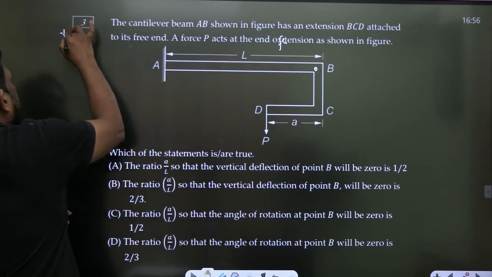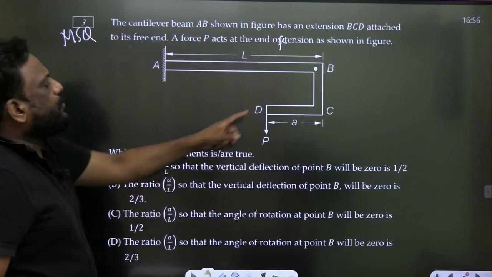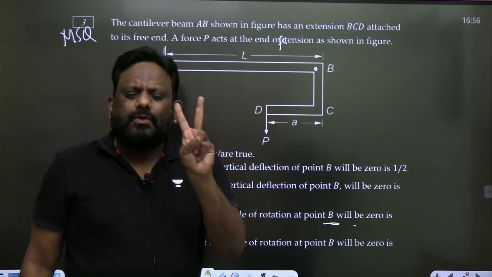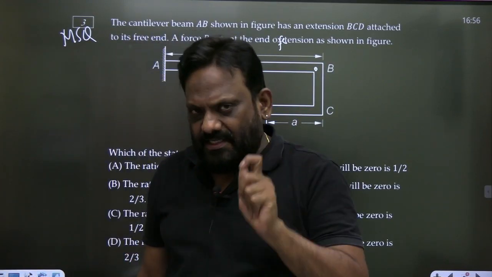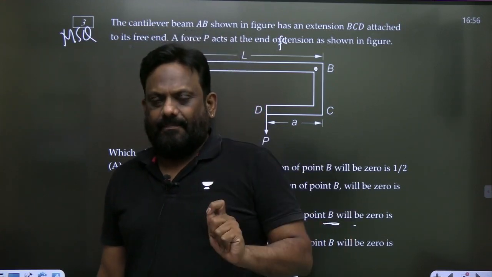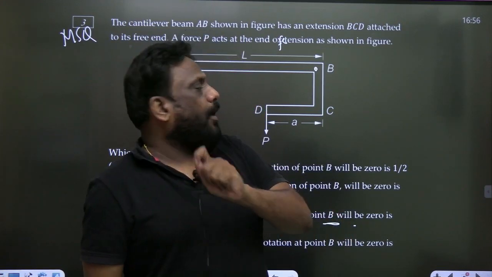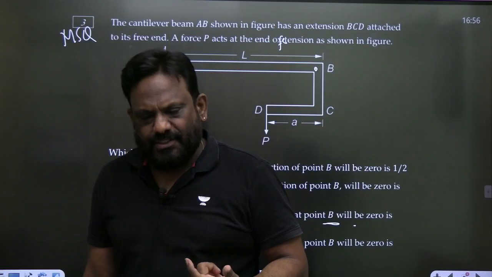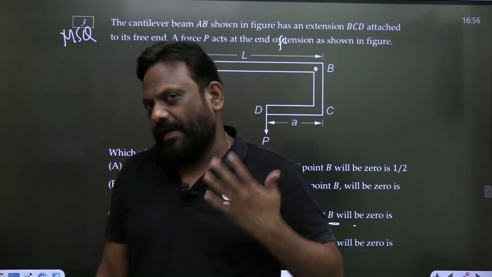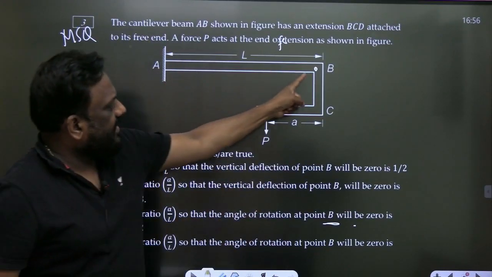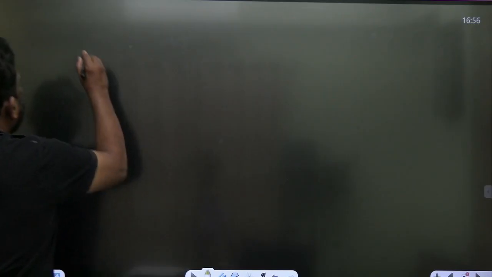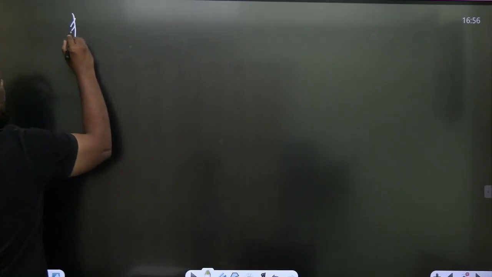This is MSQ. So two things he has asked in this question. One is, what should be A by L if you want the deflection at point B to be 0? Next, if you want the slope at point B to be 0, what should be the ratio A by L? This length is given as L, this is given as A. So let's do this now, sir. Not that tough, but a good question.